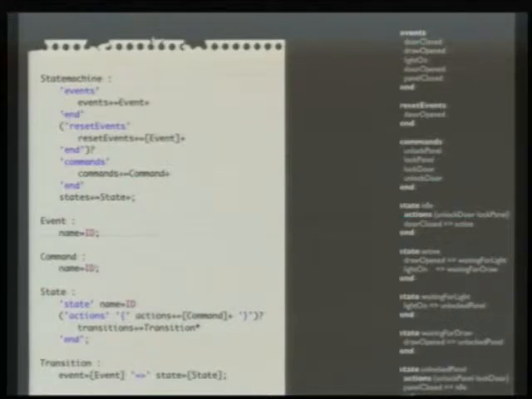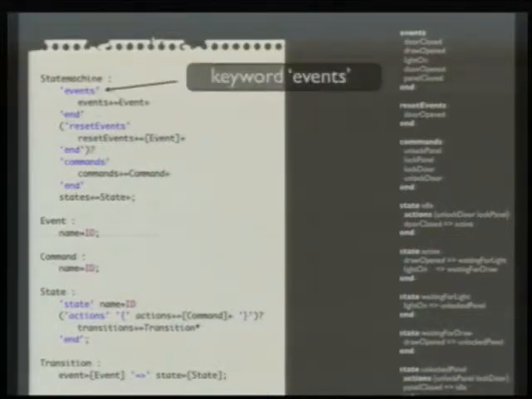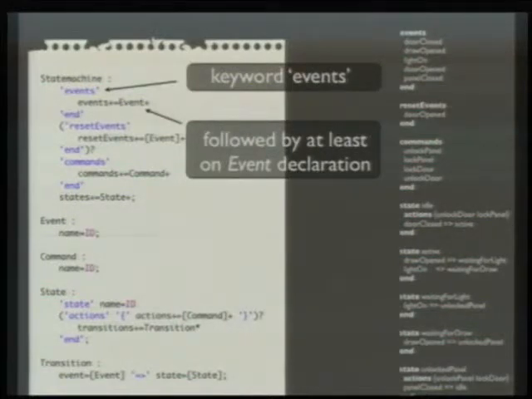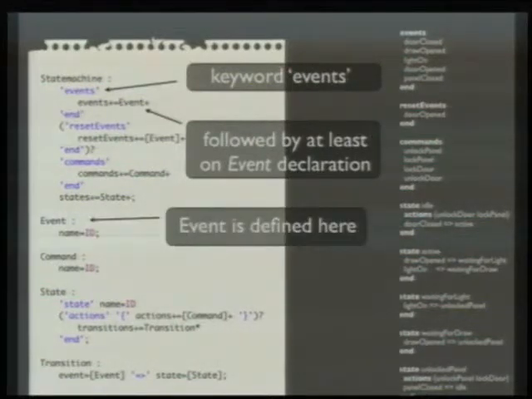So let's see what happens here. A grammar is made of rules. The first rule is called state machine. Then we have event, command, state, and transition. And parsing always starts with the first rule. There we see it requires a keyword, events, and you see it on the right-hand side in the model. After that, we want to declare events, and an event is just made of one name. So we call another rule, the event rule, which is declared here.